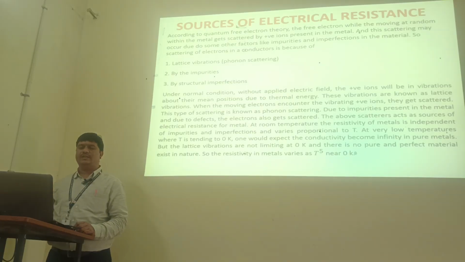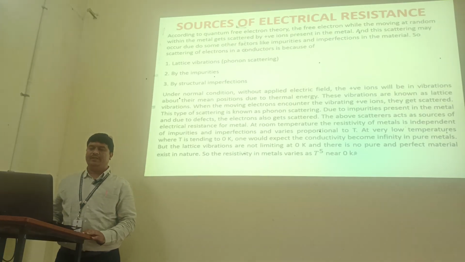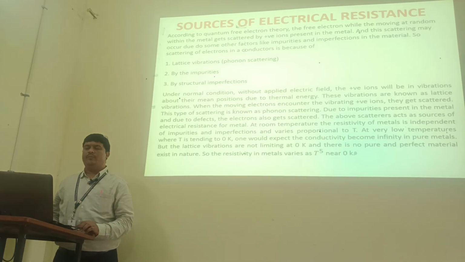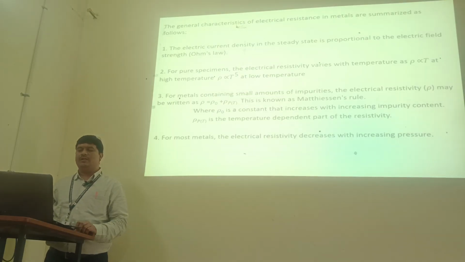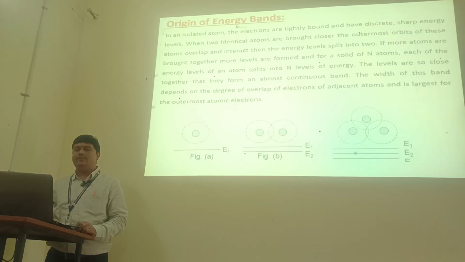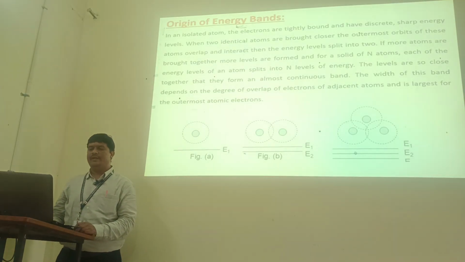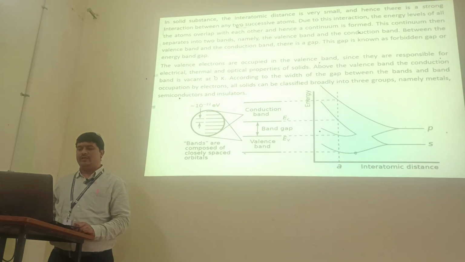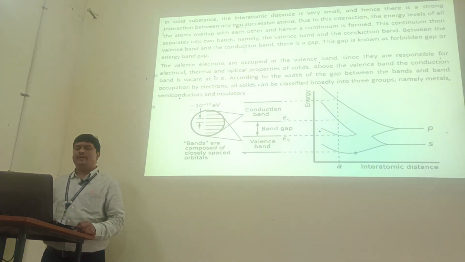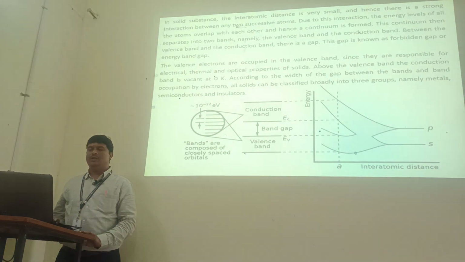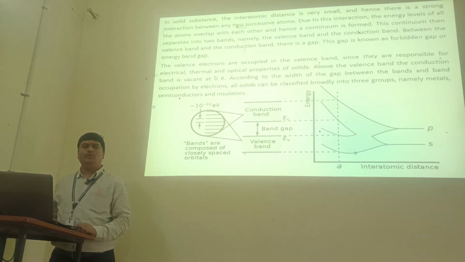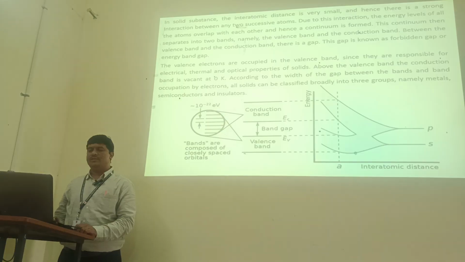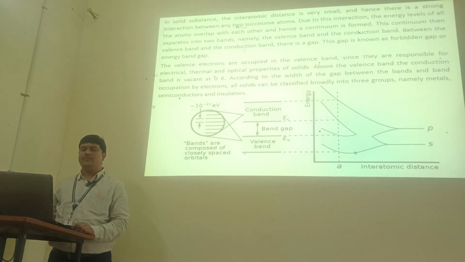Source of electrical resistance. There are three types of sources: lattice vibrations, impurities, and structural imperfections. These are discussed in the origin of energy bands next. How do energy bands form in a material? The energy levels combine and form a band. That band is divided into two forms, the conduction band and the valence band. The gap between the conduction band and valence band is known as the energy band gap.